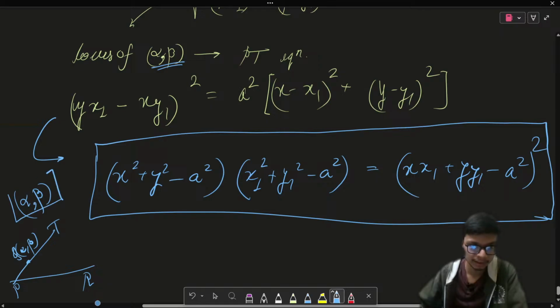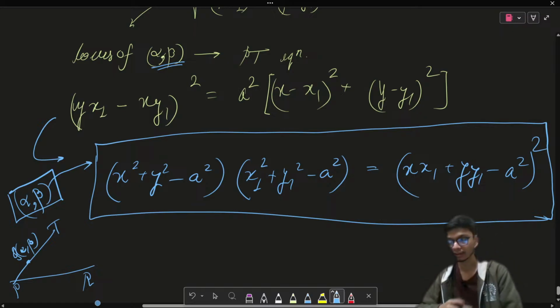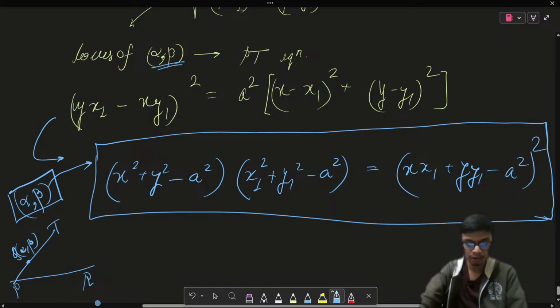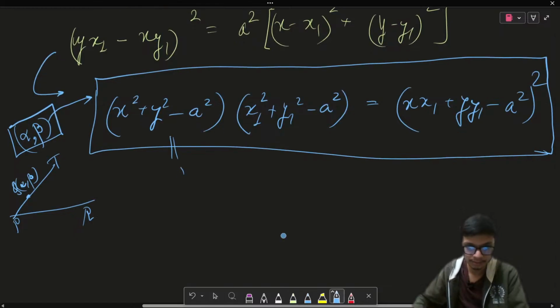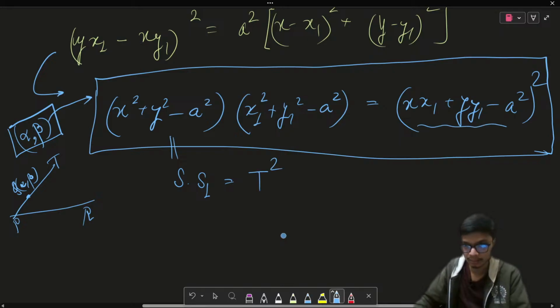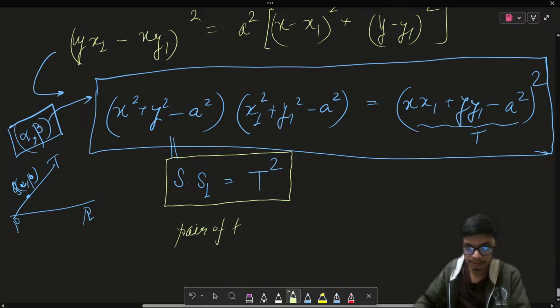So this locus of alpha comma beta will give me the combined equation of the pair of tangents to the circle, right? Therefore, if you recall from the terminology, this is called S, this is called S1, and this is called T square, right? This particular term is called T, so it is T square. So the combined equation of the pair of tangents for any given conic section is always going to come out as SS1 equals T square. This is true for any conic section.